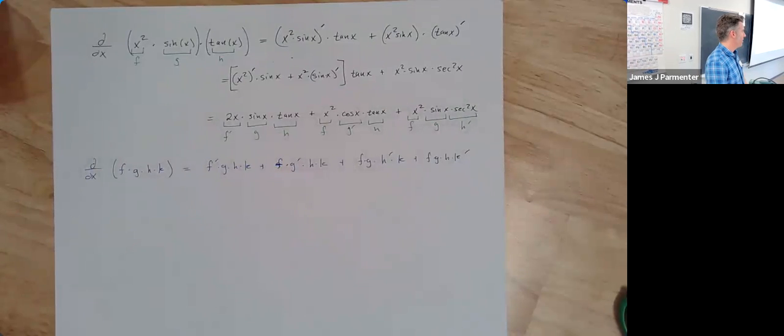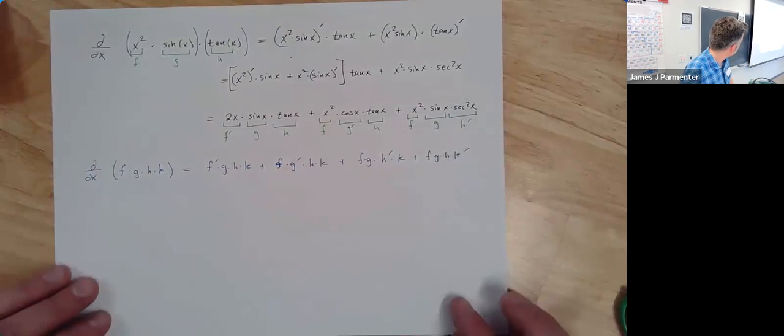Why would we care about this? Well, because it's going to lead us to the chain rule. That's why we actually care about this, because we're going to see the chain rule from this example. So let me show you what I mean.